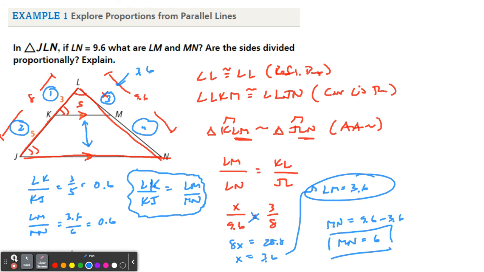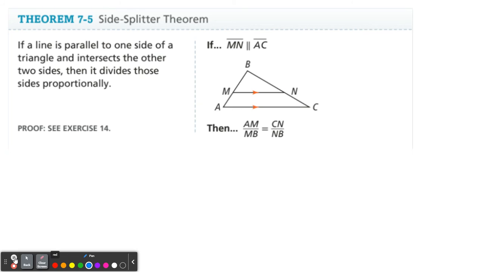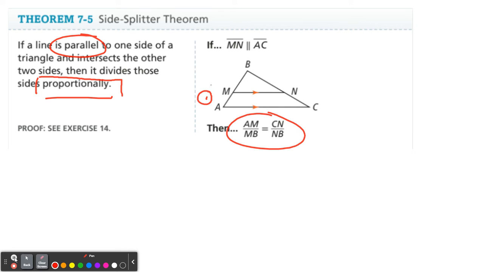This is going to introduce us into an idea appropriately called the side splitter theorem, right? What a cool name, side splitter. So here we go. It says if a line is parallel to one side of the triangle and intersects the other two sides, then it divides those sides proportionally. So we need parallel lines, which we have here, MN and AC, and then a proportion, right? In this proportion, it's AM over MB, 1, 2 going up the side, is equal to CN over NB going up the side, 3, 4.